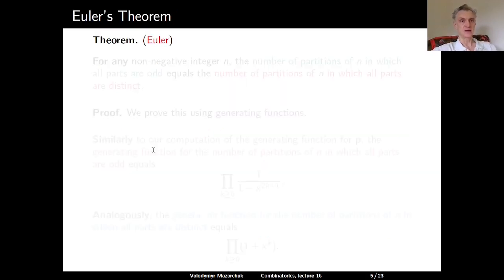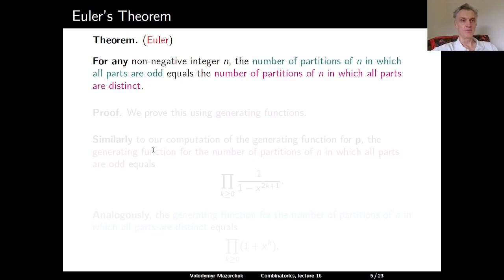Next, let us look at the statement which is called Euler's theorem. Claim: for any non-negative integer n, the number of partitions of n in which all parts are odd equals the number of partitions of n in which all parts are distinct. There is a very nice and short proof of this theorem using generating functions.